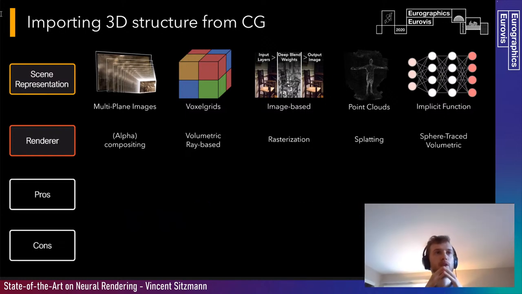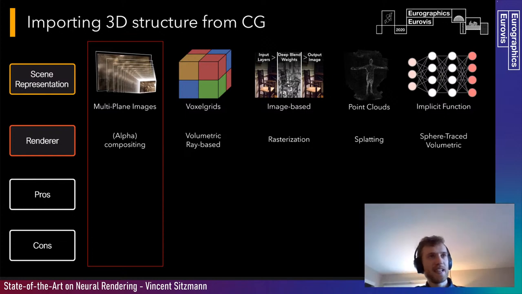Now I'm briefly going to touch on each of these different representations and rendering algorithms that have been described over the past few years. Then I'm going to spend some extra time on implicit representations, and briefly talk about the pros and cons. This has to be very high level, unfortunately, because we have very limited time.